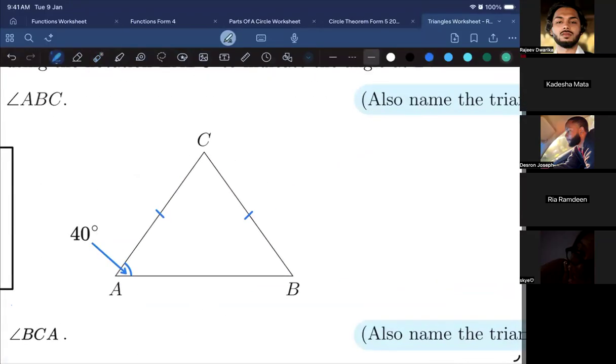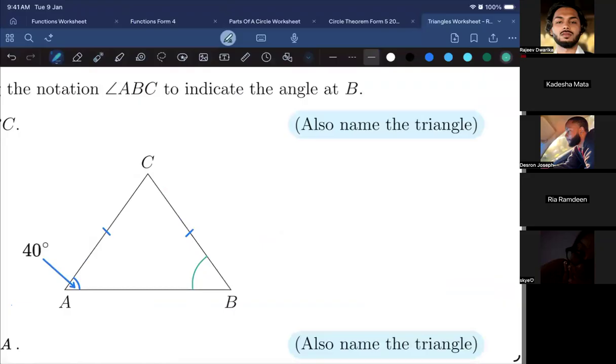So the way to figure out angle B: what do you think angle B will be? 40. Yeah, 40. This is an isosceles triangle. Why am I going to say that angle ABC is equal to 40 degrees? Because the base angles are equal. Base angles in an isosceles triangle are equal.